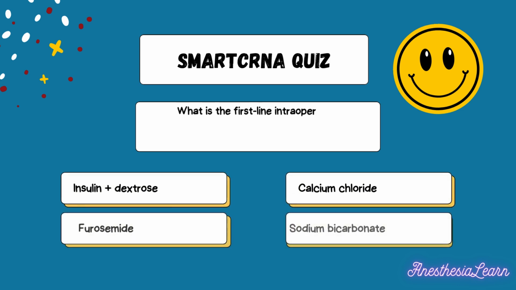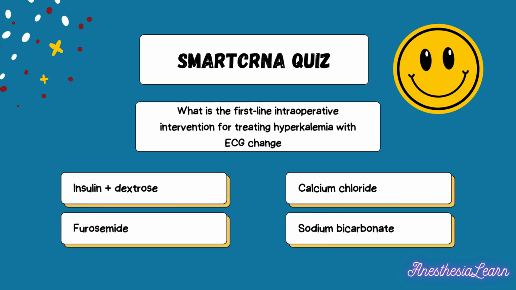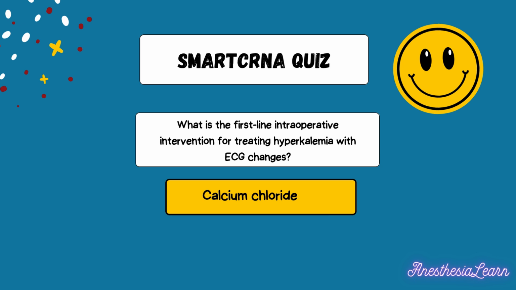What is the first-line intraoperative intervention for treating hyperkalemia with ECG changes? Insulin plus dextrose, calcium chloride, furosemide, sodium bicarbonate. Calcium chloride. Calcium chloride stabilizes the myocardial membrane and is the immediate treatment for ECG changes, followed by agents that shift potassium intracellularly.